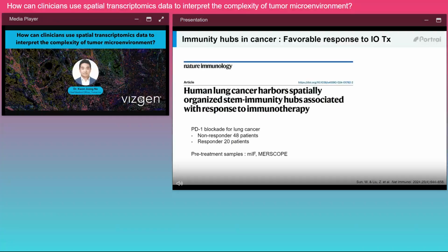So this study, published in Nature Immunology earlier this year by Jonathan Chen et al., discovered novel spatially organized stem immunity hubs associated with the response to immunotherapy in lung cancer patients. The researchers acquired spatial transcriptomics data from multiple lung cancer patients who underwent immunotherapy, including 48 non-responders and 20 responders. Using pre-treatment spatial transcriptomics data, they investigated spatial characteristics related to immunotherapy response.